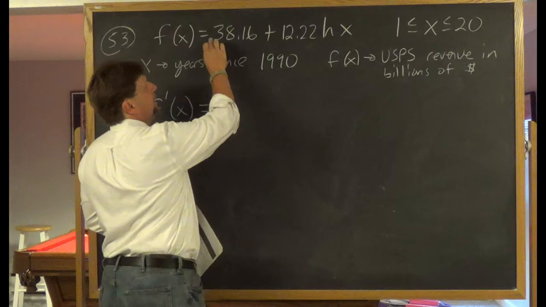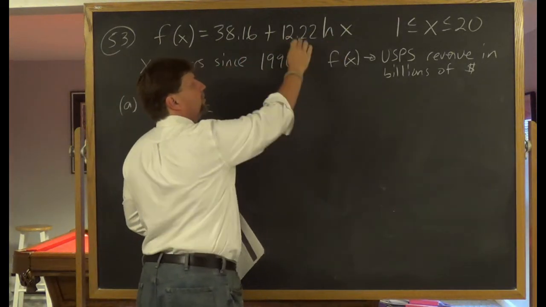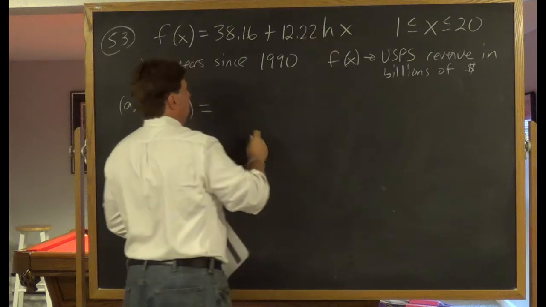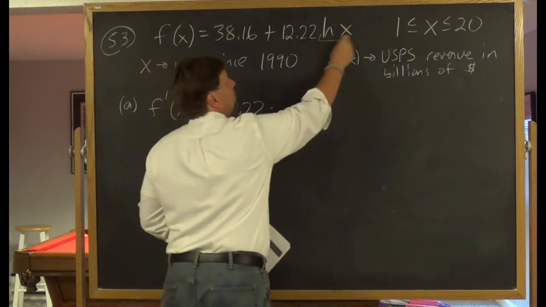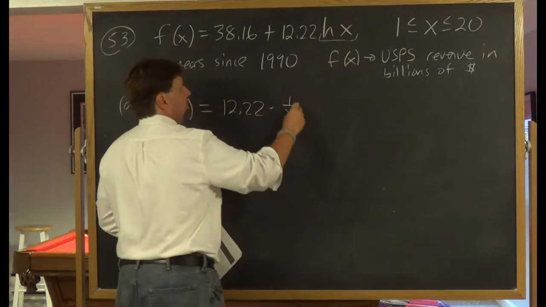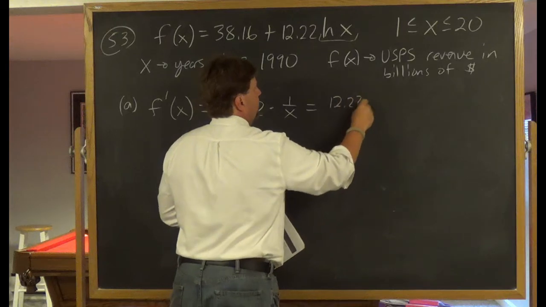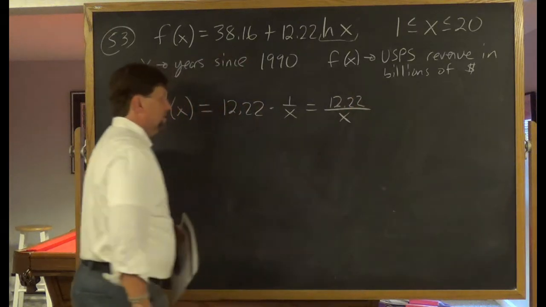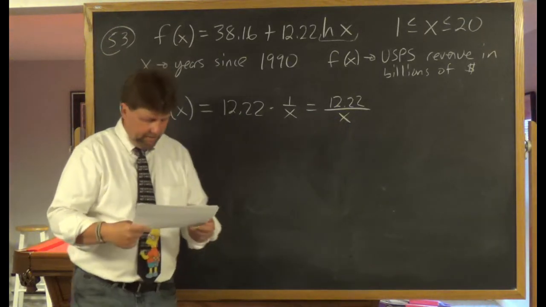Here's your function, the derivative of the constant is 0. This is the constant multiple rule, a constant times a function. So the derivative is 12.22 times the derivative of ln x, which is 1 over x. And yes, I'll write that as 12.22 over x. So for part A, the derivative is 12.22 over x.